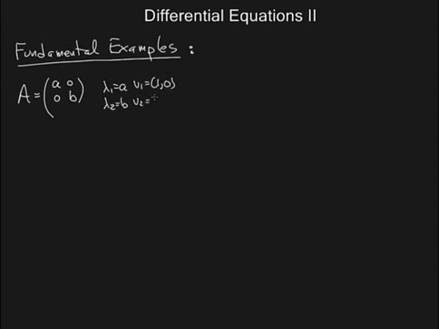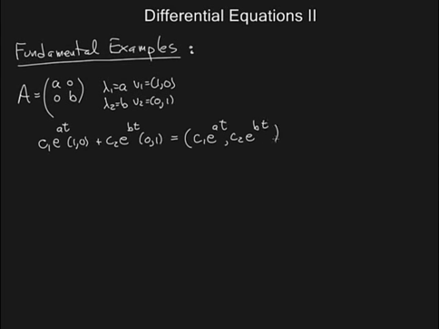And lambda 1 is a, and the eigenvector is (1, 0), and lambda 2 is b with (0, 1). And so the solution looks like c1 e to the at times this plus c2 e to the bt, which is to say c1 e to the at in the first coordinate and c2 e to the bt in the second. And let's just look at what this looks like for different situations, different cases of a and b.